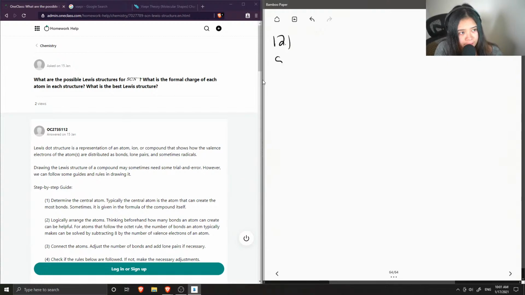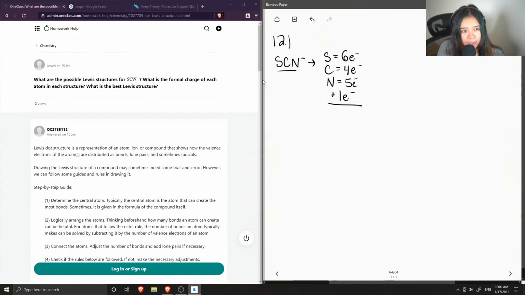So first, let's calculate the total number of valence electrons for this ion. Sulfur has 6, carbon has 4, nitrogen has 5, and the overall charge of the ion is -1. So we're going to add an additional electron to our count, and we should end up with 16 valence electrons for this structure. Carbon is the least electronegative, so it's going to be our central atom.